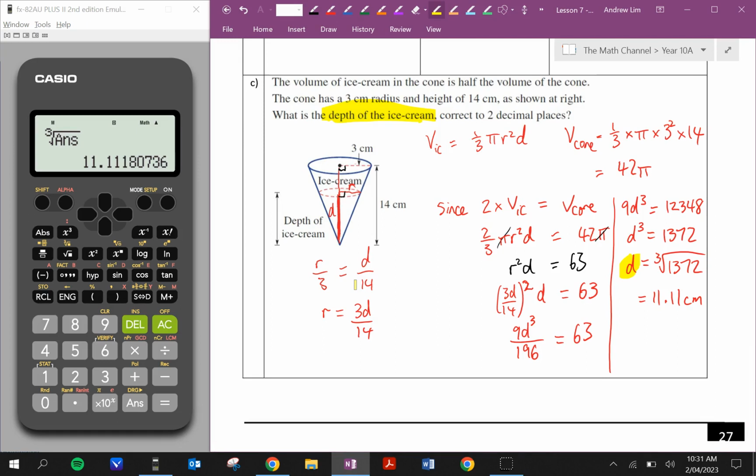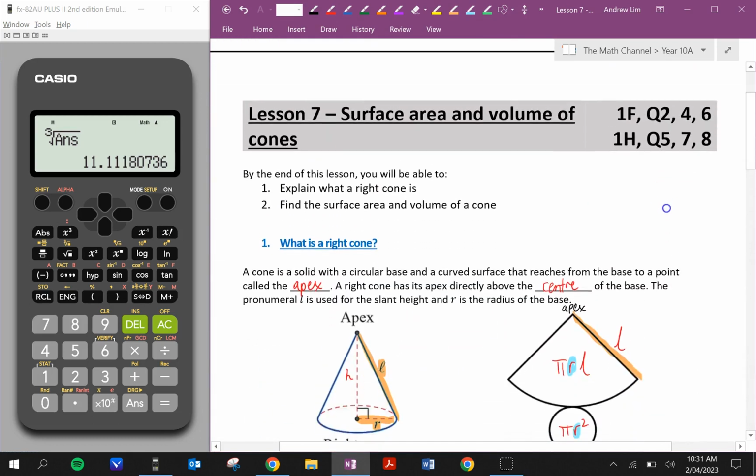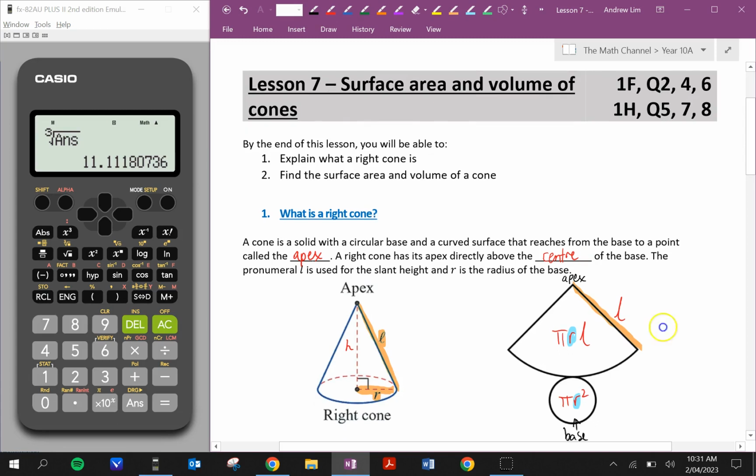So that's a pretty tricky question because it requires knowledge of other topics, such as similar figures. So make sure that you know how to incorporate that into these types of questions. All right, so that's it for this video. Just to recap, you should now know what a right cone is, and you should now know how to find the surface area and volume of a cone.